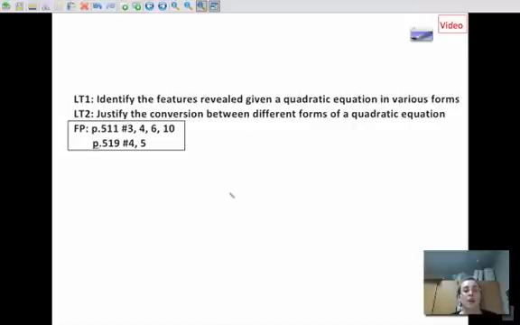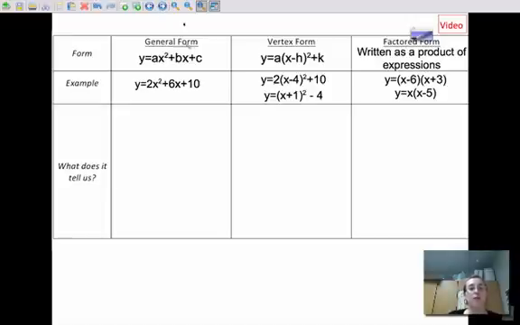Okay, in part 2 of learning about learning targets 1 and 2, we're going to focus on the different forms that a quadratic equation can take, okay? And then we're also going to talk a little bit, and more in class with these focus problems, about how to convert between the different forms, okay? So we first need to look at the 3 different forms that a quadratic equation can come in.